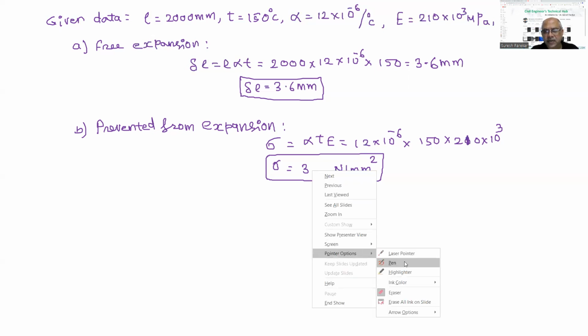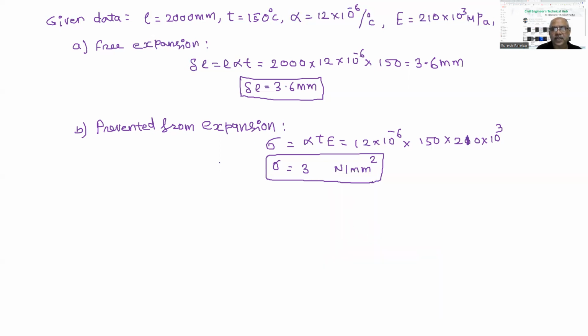In the exam also we are going to commit this mistake. Sometimes they have given 205 or 200, so we are going to make that mistake. So be very careful with this.